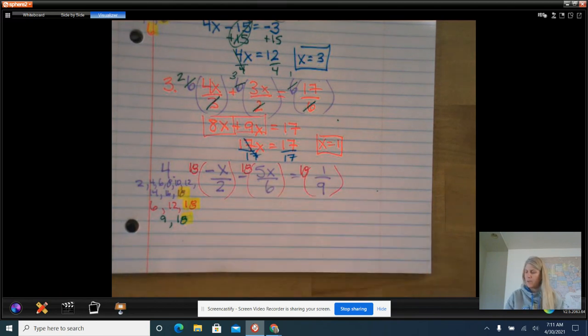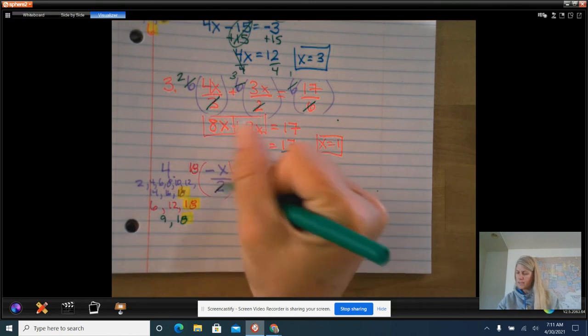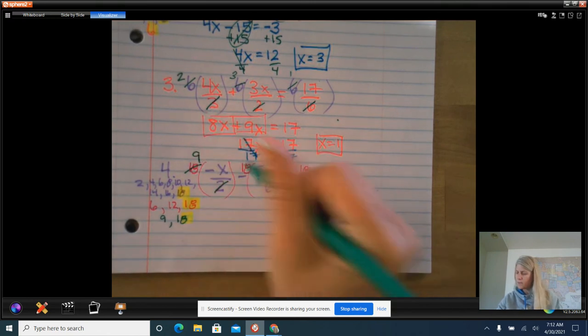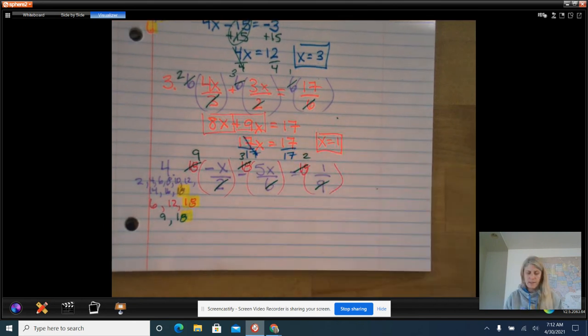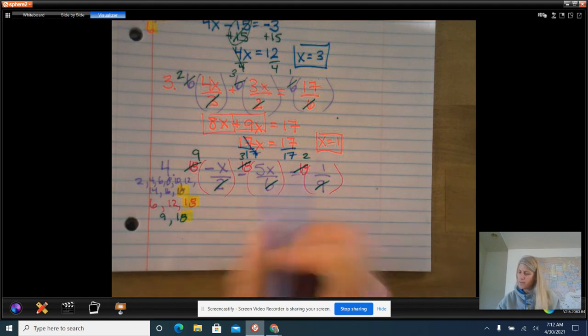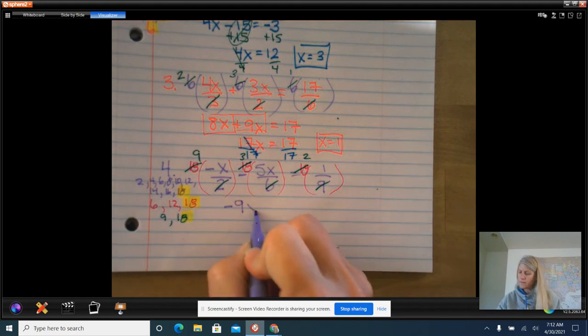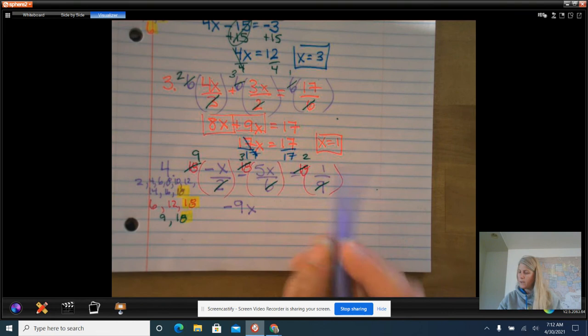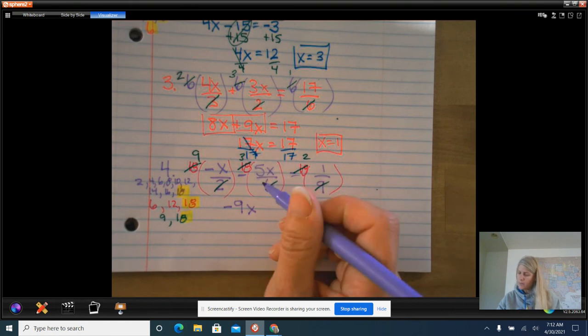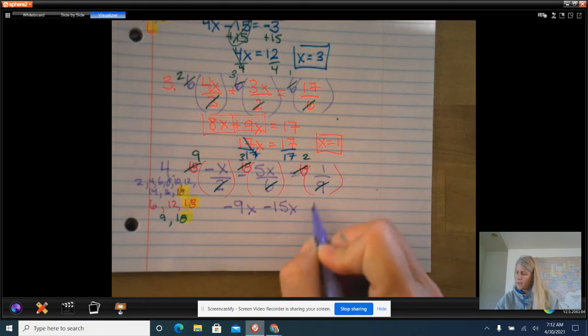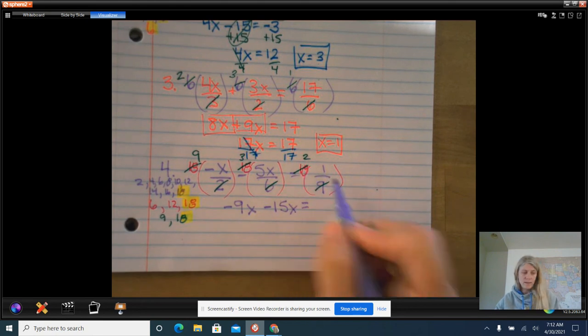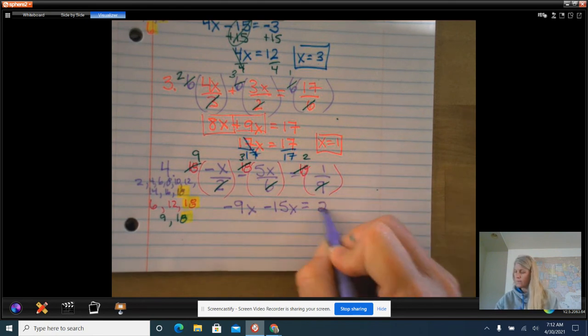So we're going to put parentheses around everything, and we're going to multiply everything on both sides by 18. So 2 goes into 18 9 times, 6 goes into 18 3 times, and 9 goes into 18 twice. So let's go ahead and multiply those out. 9 times negative x is negative 9x. Remember, that's invisible 1. 3 times negative 5x is negative 15x. And 2 times 1 is 2.